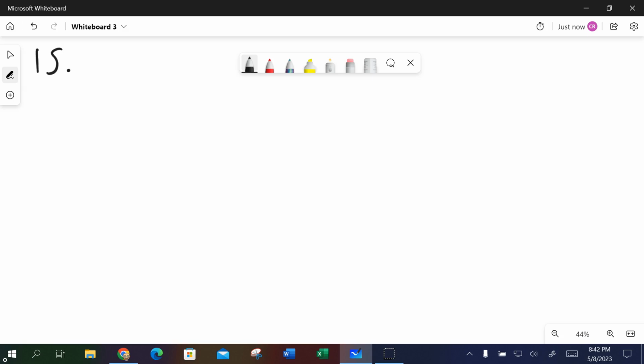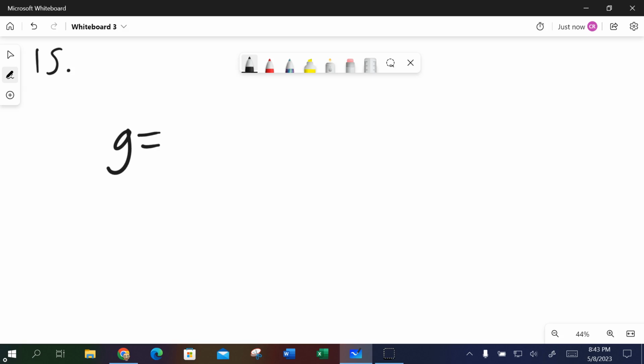Moving on to 15. 15 asks us for the acceleration of a meteor due to gravitational forces exerted by a planet. So here, it just wants us to find acceleration. Acceleration of gravity is just going to be equal to g here. This is not the g on Earth, this is g in general.